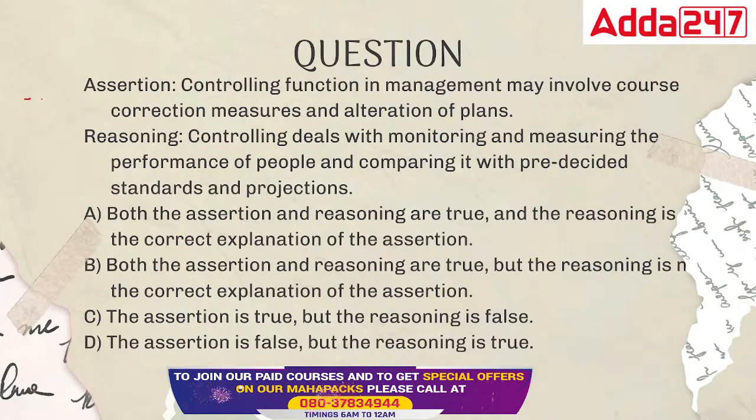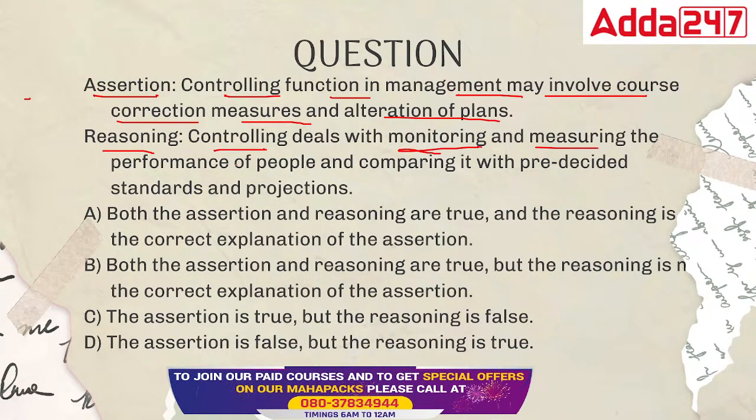Next question. Assertion: controlling function in management may involve course correction, measures, and alteration of plans. Reasoning: controlling deals with monitoring and measuring the performance of the people, comparing it with pre-decided standards and projections. We had already decided what we wanted to do, and based upon those pre-decided actions, we would like to know what we are going to do about it. So, is it true or false?